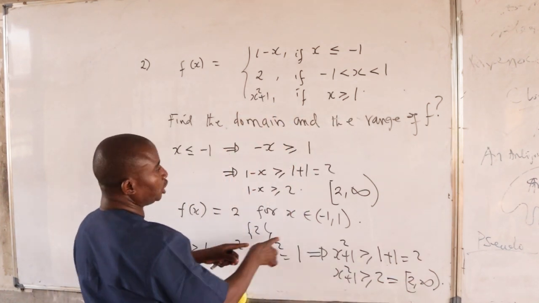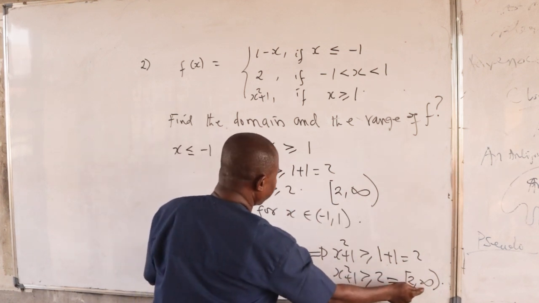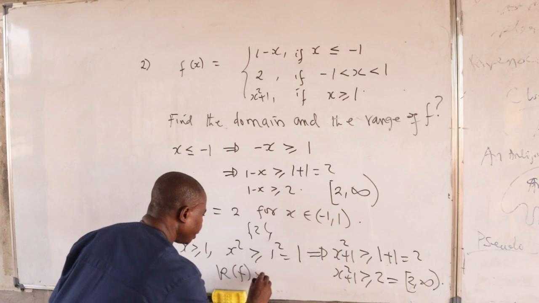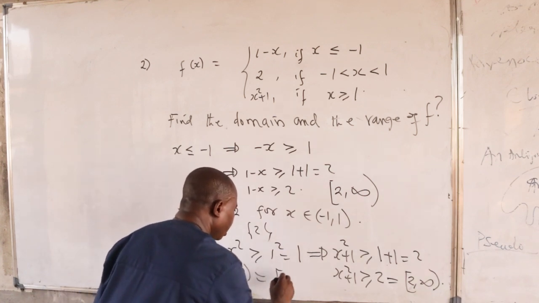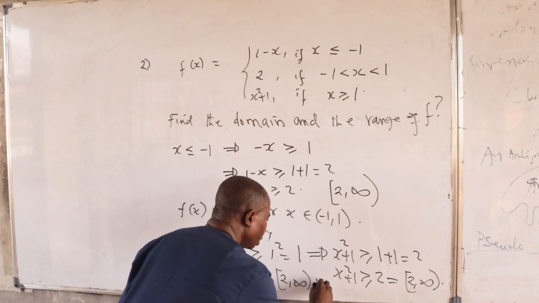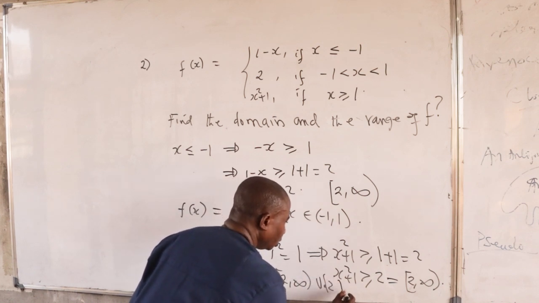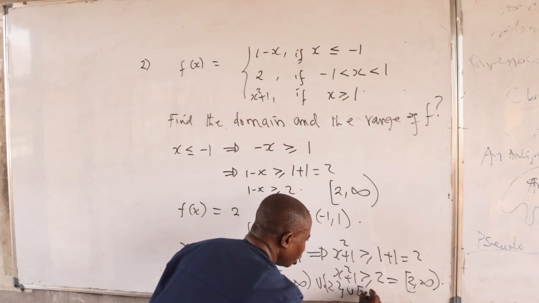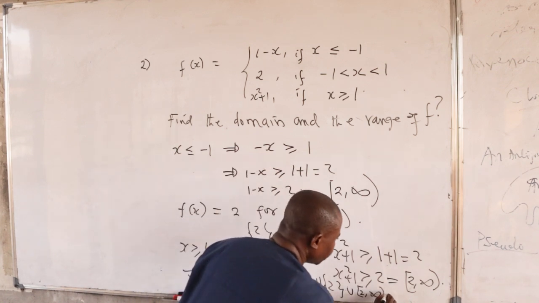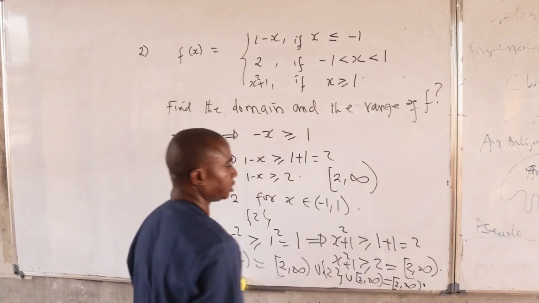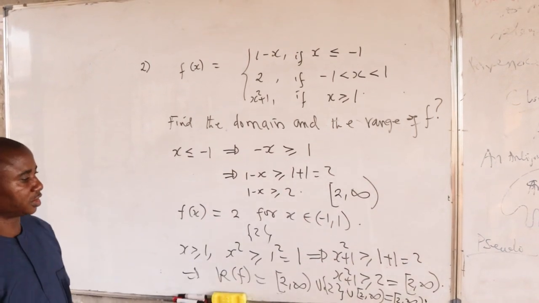So when we take the union of this and that, we get that the range of f is precisely the interval 2, plus infinity, union the singleton 2, union again 2, plus infinity. And this will still give us the interval 2, plus infinity. So that is the range of our function.